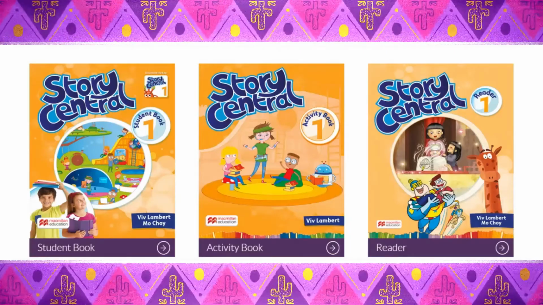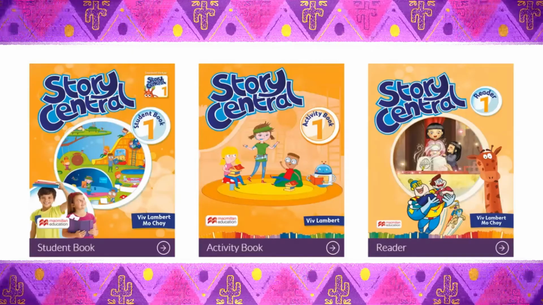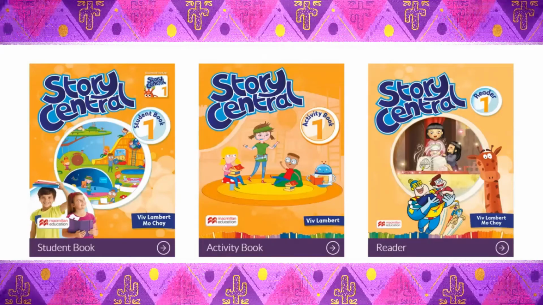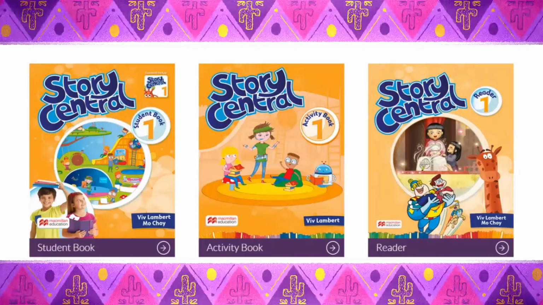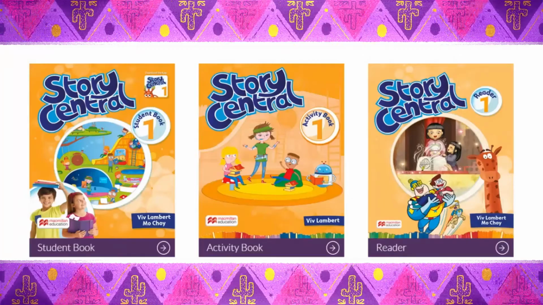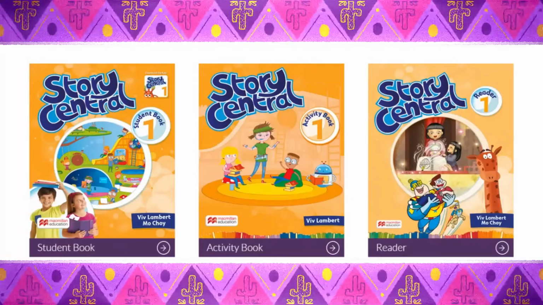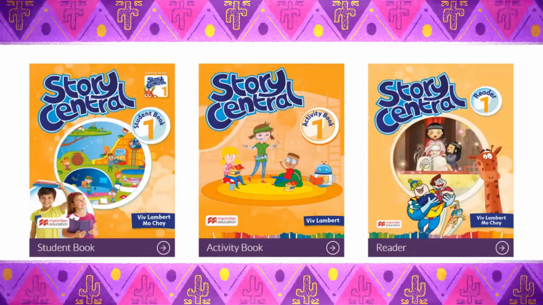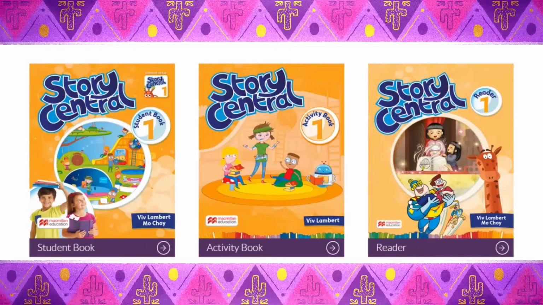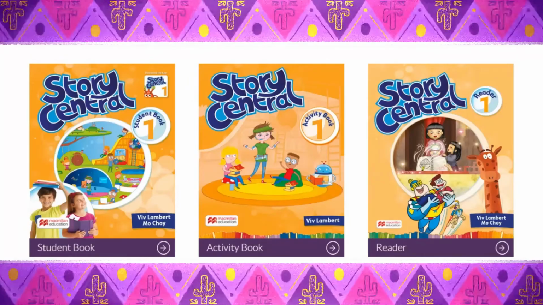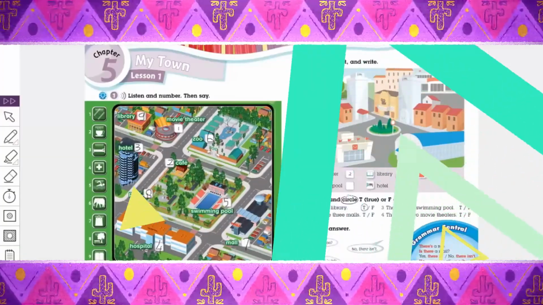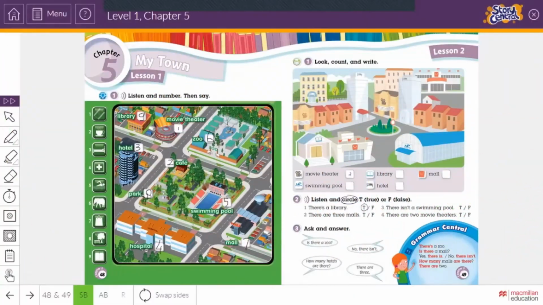Okay, now let's prepare your book and your pencil and eraser. Okay, so our topic today is still about my town, ya. Jadi kita hari ini akan belajar tentang tempat-tempat yang ada di kota, as the previous meeting, ya, seperti pertemuan sebelumnya. Okay, now let's open our student book. Chapter 5, Lesson 2, page 49, halaman 49.